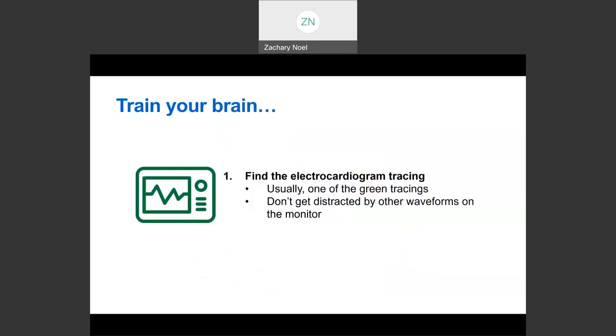This really just recaps what I told you already. When you're looking for the ECG tracing, it's usually one of the green tracings. Now, I don't want to say always because there are exceptions, particularly on some of the telemetry monitors if you're doing remote monitoring, but actually in the room, telemetry monitoring is usually green as well. Don't get distracted by other waveforms. I already talked about that as well.